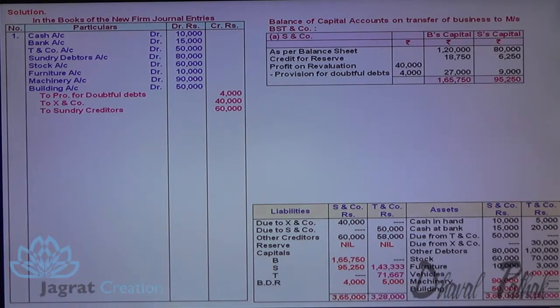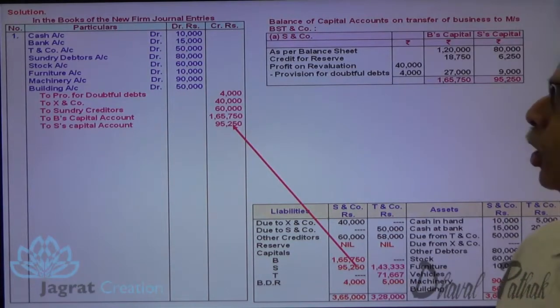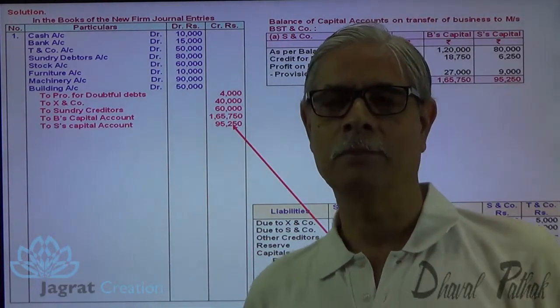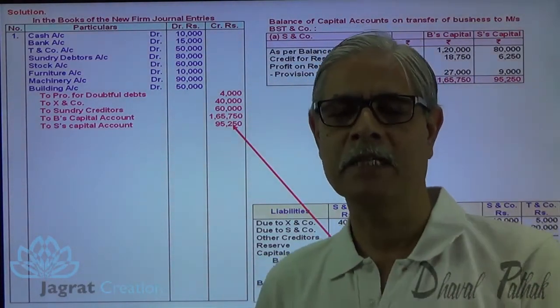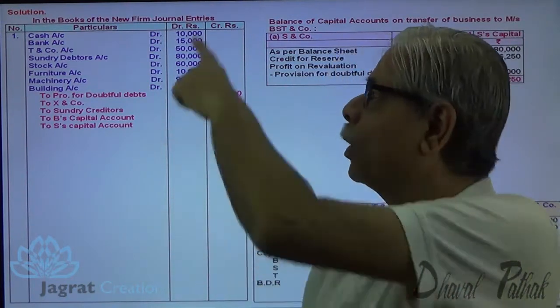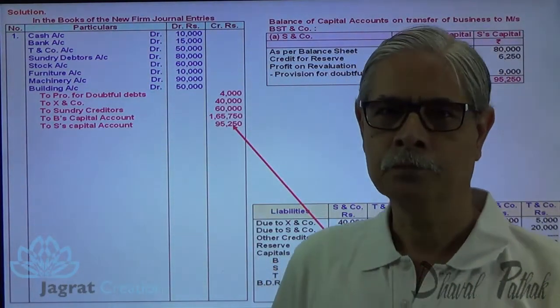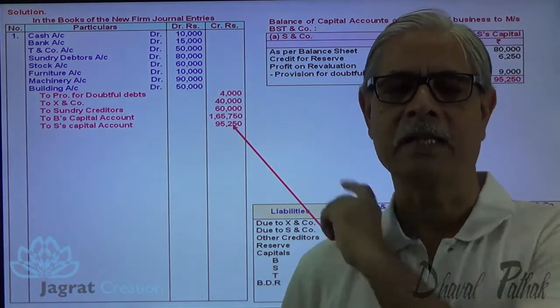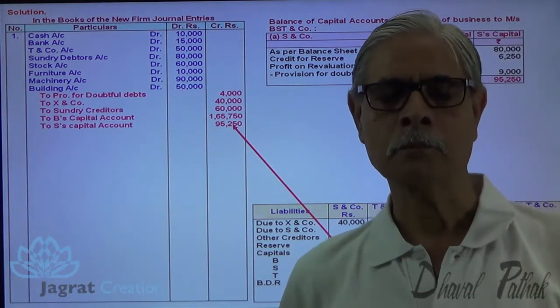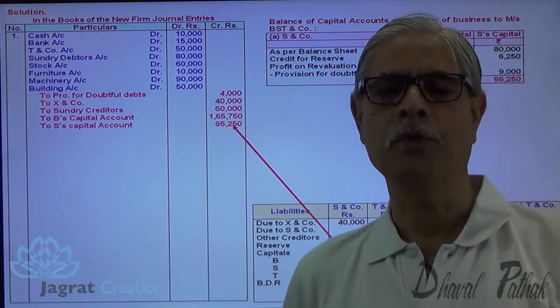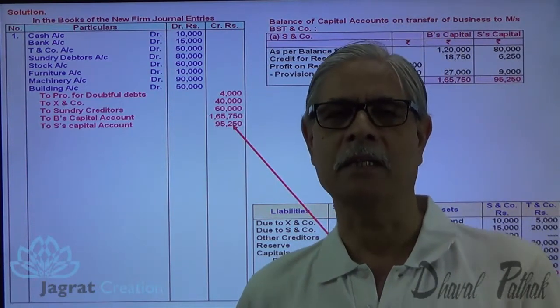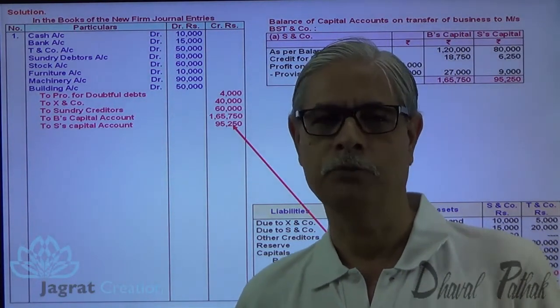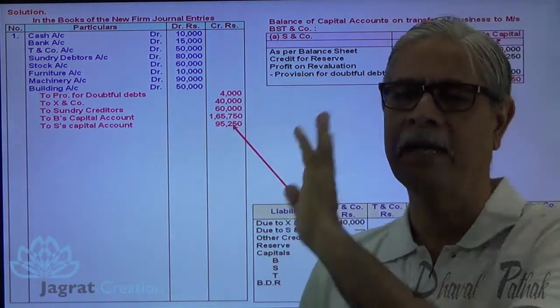And all this capital balance is also transferred. So to B's capital, to S's capital. All the assets and liabilities are transferred to the new firm, and the new firm has purchased. Debit what comes in: all assets purchased are debited. Obligations purchased are credited. And capital transferred to the new firm is credited to the capital accounts of the partners who are going to be the partners in the new firm. This is one way to write the entry.